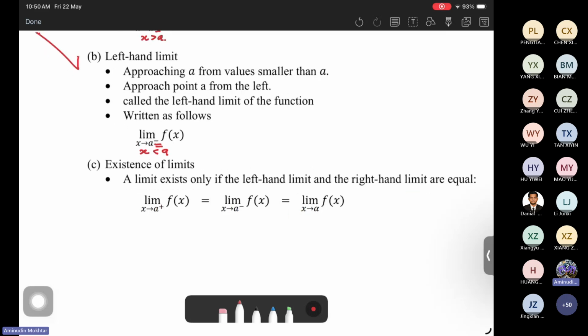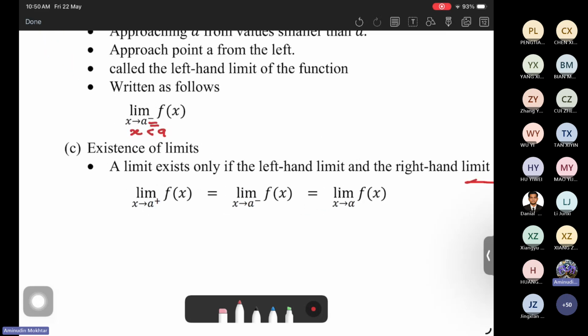In other words, the value of the right-hand limit equals the value of the left-hand limit. The value of the limit of the function when x approaches from the left equals the value of the limit when x approaches from the right. Both limits, the right-hand limit and the left-hand limit, are the same. They have the same limit value. The value of the left-hand limit equals the value of the right-hand limit, or we can write it like this, in notation.